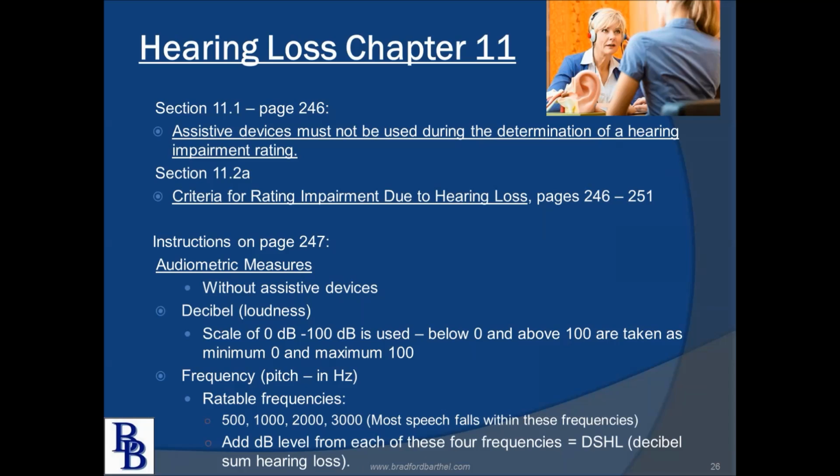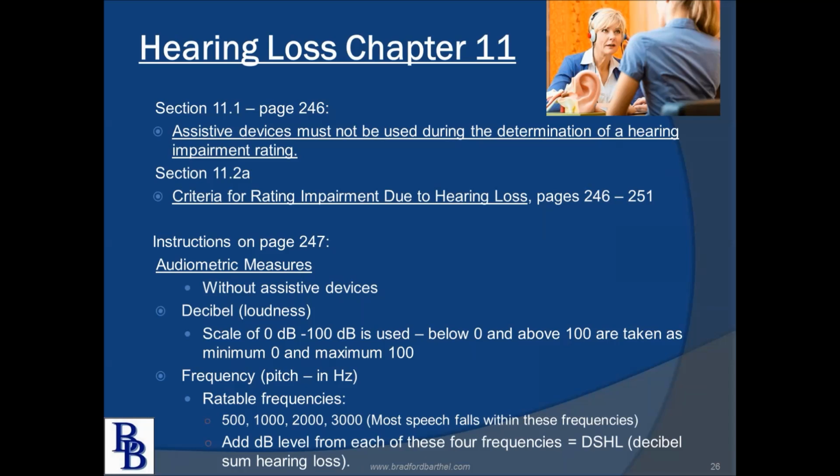Frequency is the pitch in hertz, Hz, and there's only 4 rateable frequencies. Although there are a number of different frequencies that get tested, we only look at 4 in terms of rating permanent disability, and that's the way it's been forever. So those frequencies are 500, 1,000, 2,000, 3,000, and those 4 are taken because most speech falls within these frequencies. So those are the ones that are considered most important in terms of work in the old days and activities of daily living currently.